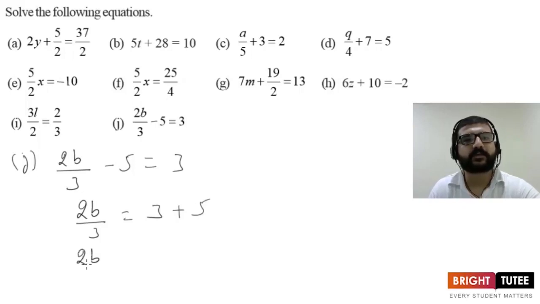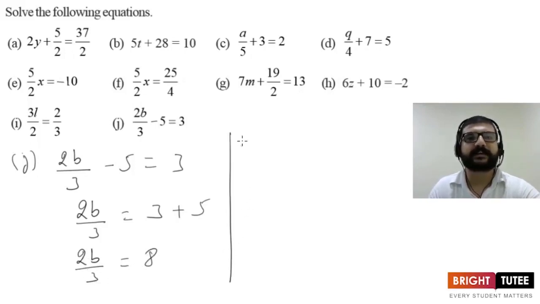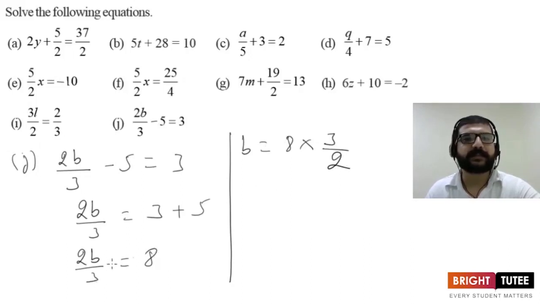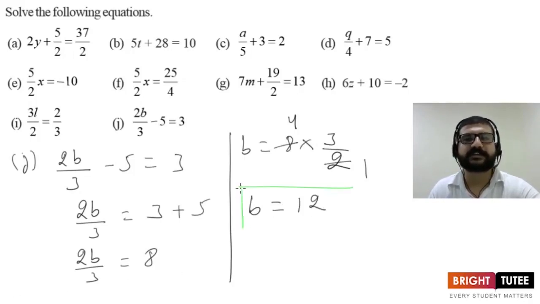Now what we will get from here, 2b upon 3 is equal to 8. Now we have to transpose 2 upon 3. So we get b is equal to 8 into 3 upon 2. 3 came in multiplication and 2 came in division. Now let's simplify this. Finally we will get b is equal to 4 into 3, which is 12. Therefore the solution of the equation is b is equal to 12. So we have solved all the parts of this question by transposing the terms.